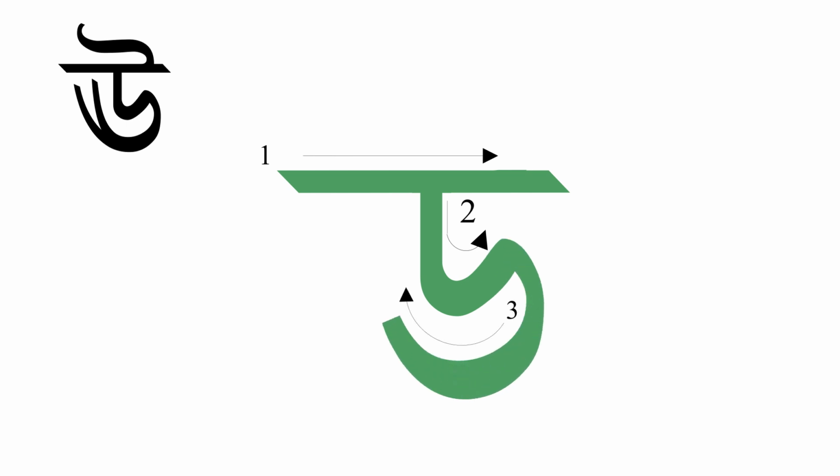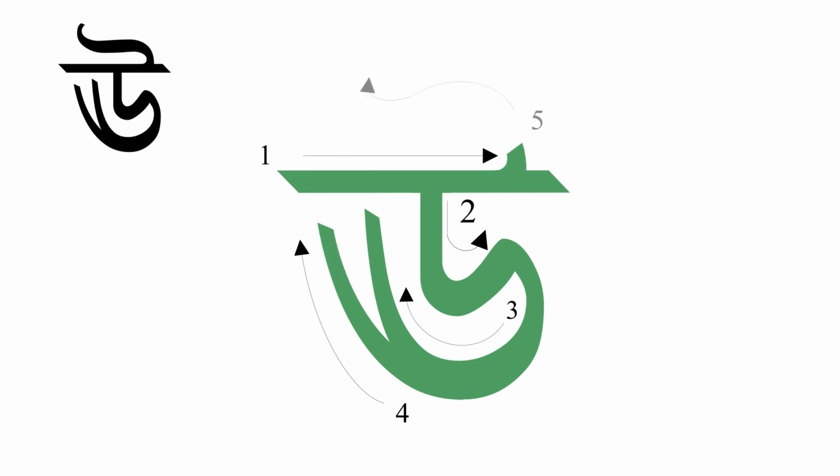Now, let's try to write this letter. First, write the letter Hosho according to the instruction given earlier. Finally, an upward arc is attached at the left side of Hosho, as you are seeing on the screen. You have now successfully written the Bengali letter Dirgho.